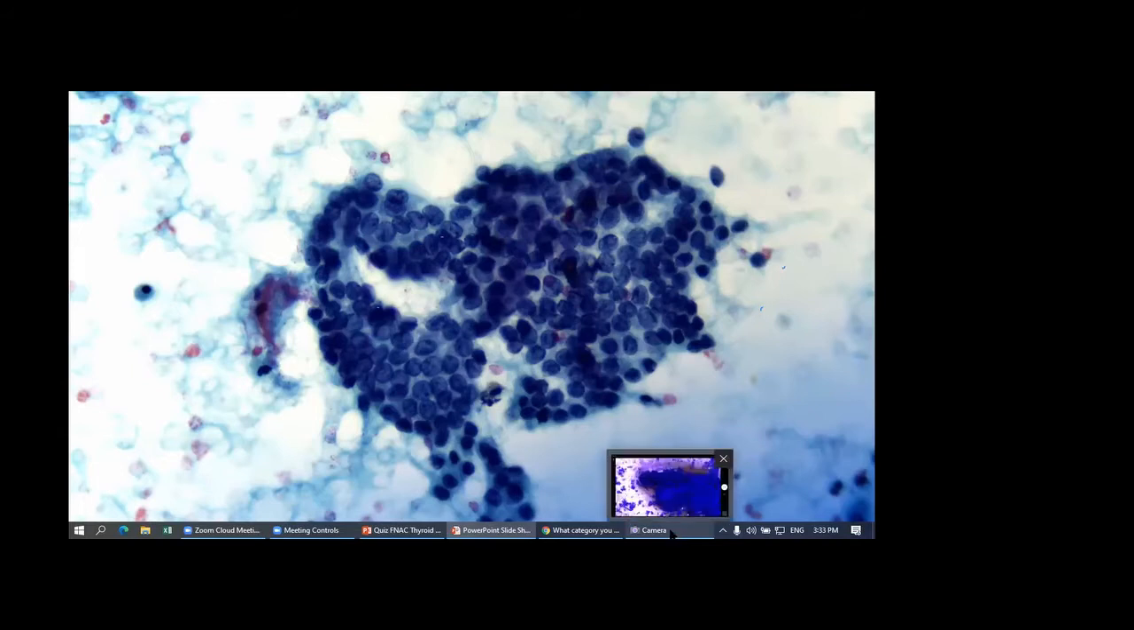Okay. So basically, for this case, you can actually put it as SFN, but because the cellularity is quite high, for this reason I put it as category 6, PTC. Okay. The next case.